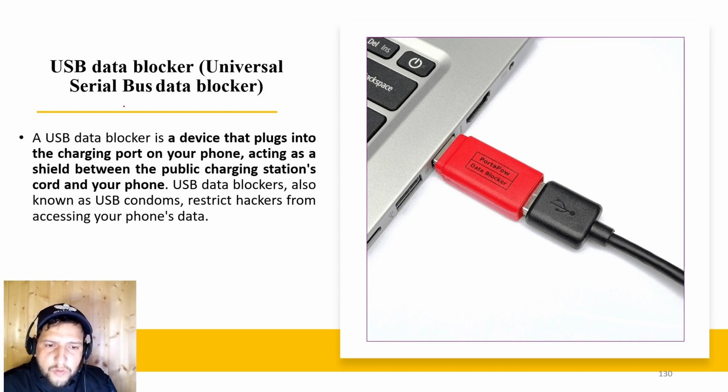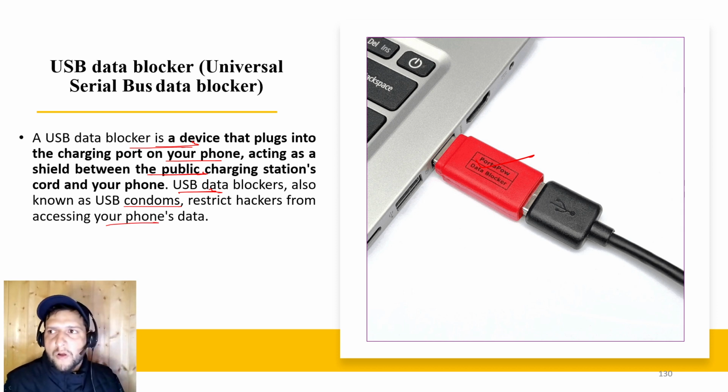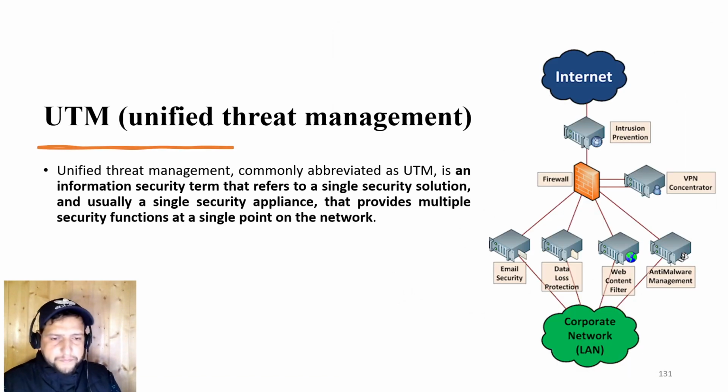USB is a universal serial bus data blocker. This is a kind of data blocker which is going to block those signals. A USB data blocker is a device that plugs into the charging port on your phone, acting as a shield between a public charging station and your phone. A USB data blocker, also known as a USB condom, restricts hackers from accessing your phone data. So what do you do here? You have a data blocker which is going to block those signals when someone does a juice jacking attack, which steals your data at the airport.